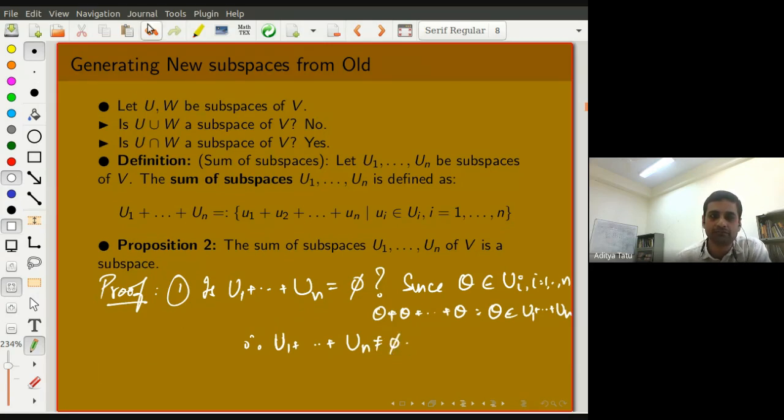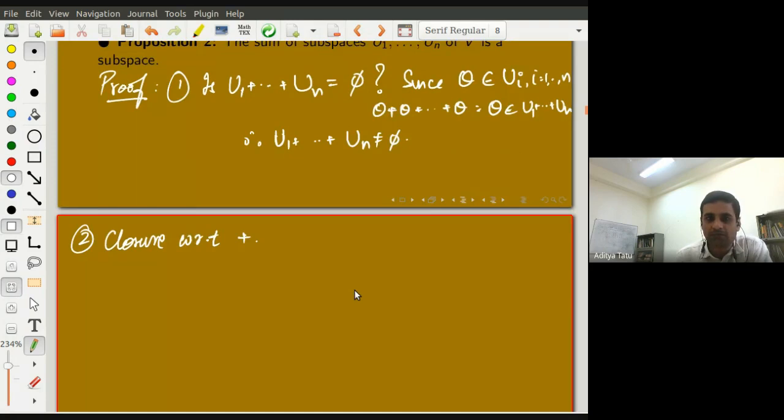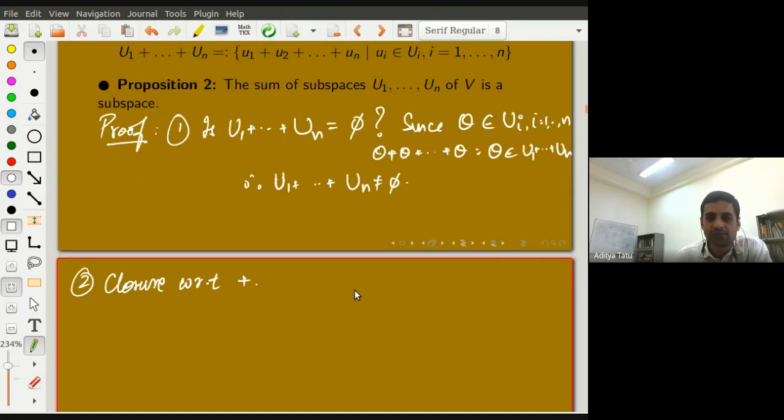Then the second thing, closure with respect to addition. Can I leave this as a homework, or do you want me to prove this? Closure with respect to addition and closure with respect to scalar multiplication. Does anybody want me to prove this? If yes, please speak out. Otherwise, I will leave this as a homework.